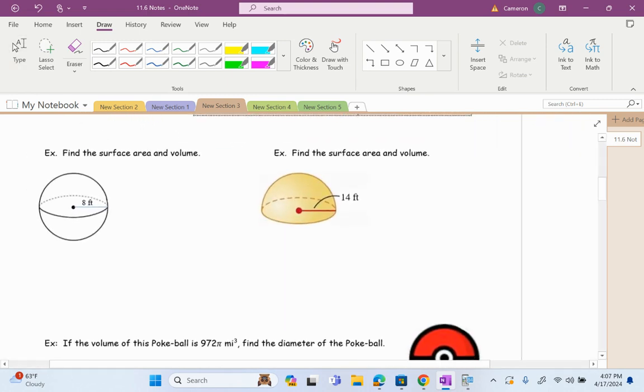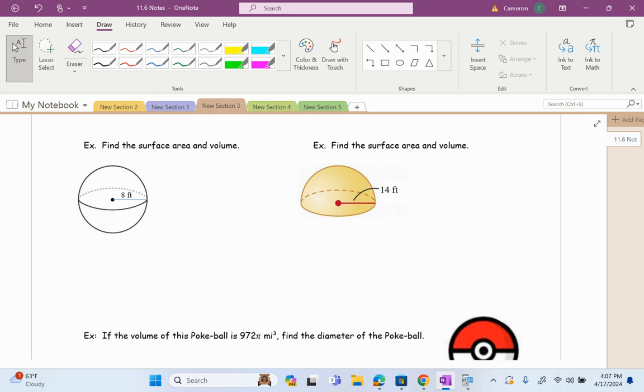So let's try a couple here. Let's find the surface area and the volume. It doesn't tell us whether to leave them in terms of pi or not, so for these first couple, we'll just leave these in terms of pi. So for the first one, I see the sphere has a radius of 8, and that's all I need to compute the surface area and volume. I don't need to know the height, I don't need to know lateral edge or anything like that. Just the radius is enough information.